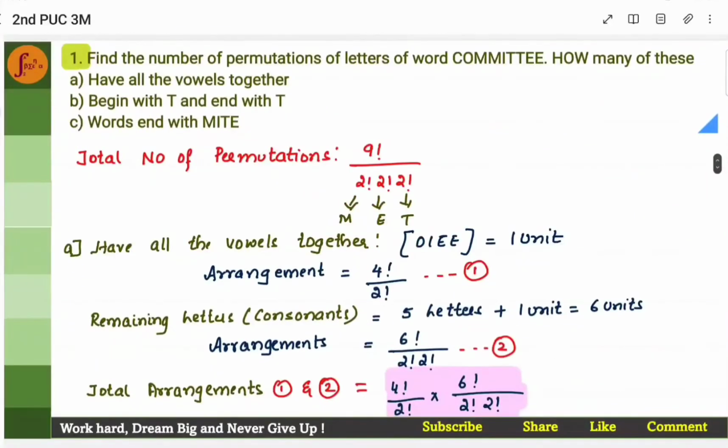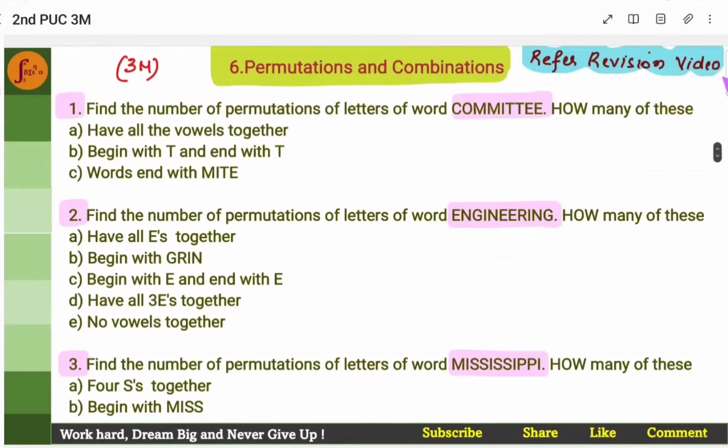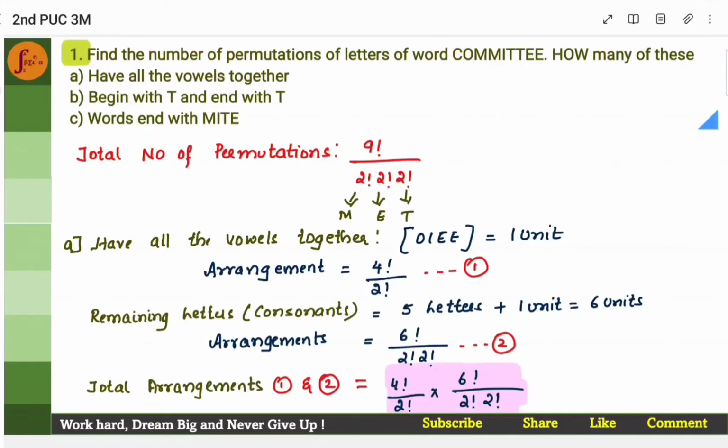Let's go through these problems. So go through the revision video for permutations and combinations. It will explain the basic concepts of this entire chapter. Now here, first problem: find the number of permutations of letters of the word committee. How many of these have all the vowels together?